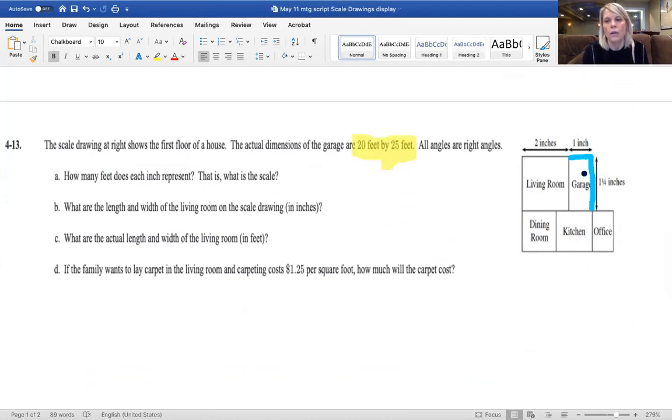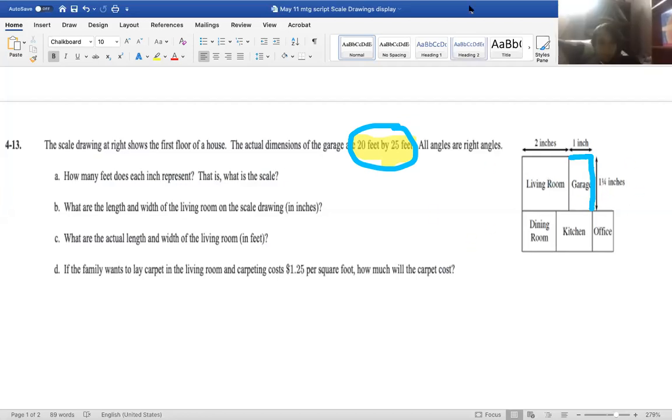So how many feet does each inch represent? And what is the scale? So if this is the information they gave us with the garage, that the garage is 20 by 25 feet, what would be the scale here? Basically, how many feet equal how many inches? Think about what they tell us. If I know that it's 20 by 25 for the garage and they tell us these measurements here, what would be the scale factor? So how many inches equal how many feet is what I'm looking for. And there's two ways to do this. Type in what you think.